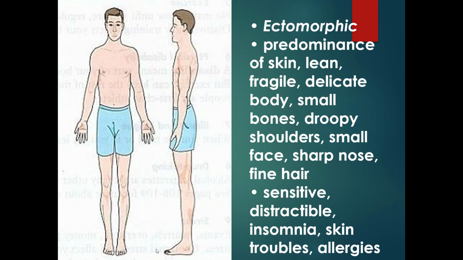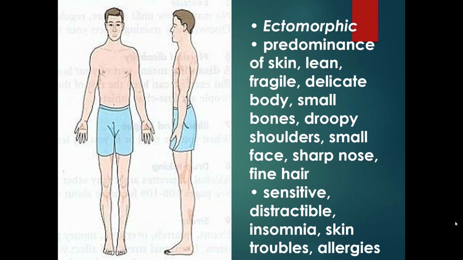The second body type that Sheldon identified is the ectomorph. The ectomorph was lean. You can see here a very thin, fragile individual, delicate body, small bones, droopy shoulders, small face, sharp nose, and fine hair. According to Sheldon, this person was sensitive, distractible, suffered from insomnia, and had lots of skin troubles and allergies.